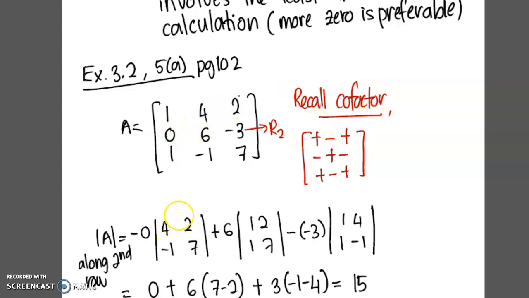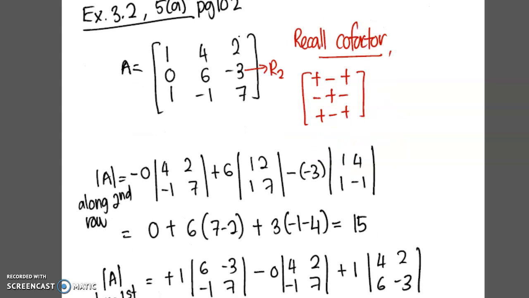Kalau ingat yang tengah-tengah ni adalah method untuk dapatkan minor. Lepas tu bila kita letak sign, dia jadi cofactor. So kita combine dua-dua ni jadi cofactor expansion. So you can try along second row. So you close your second row and you close your first column.